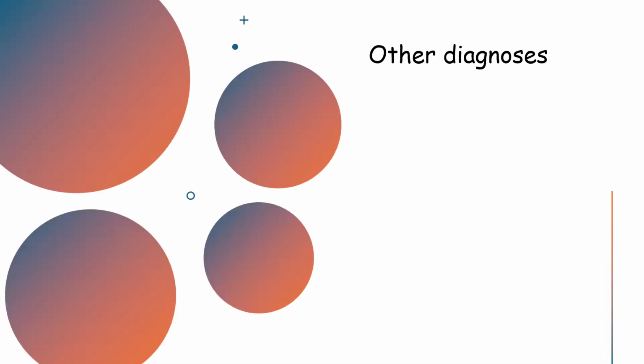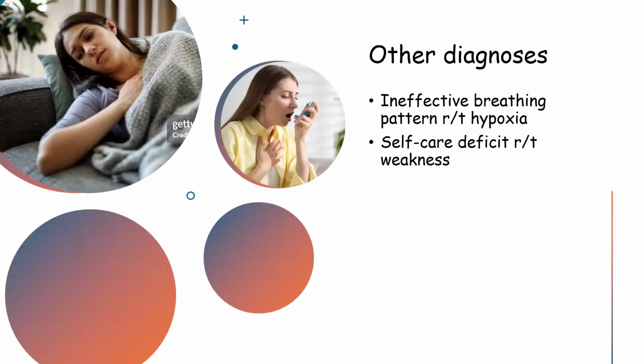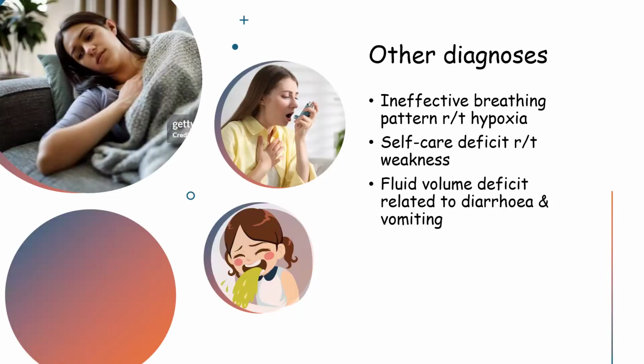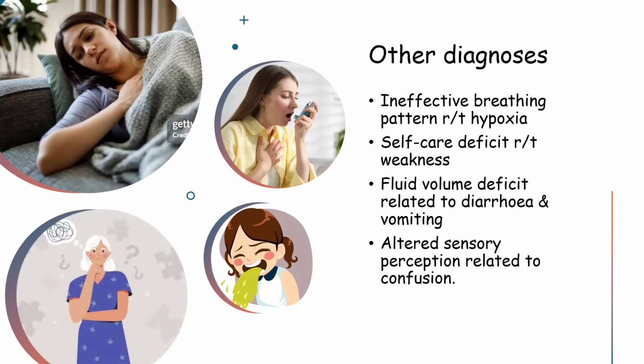There may be some other diagnoses also, like ineffective breathing pattern related to hypoxia, self-care deficit related to weakness, fluid volume deficit related to diarrhea and vomiting, and so on. In more serious forms of anemia, patient may have altered sensory perception related to confusion. I hope that will be enough. We discussed plenty of nursing diagnoses. You will never be out of ideas.